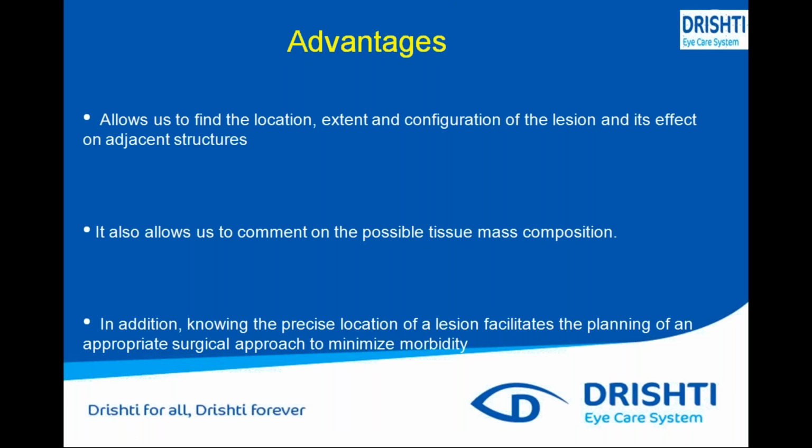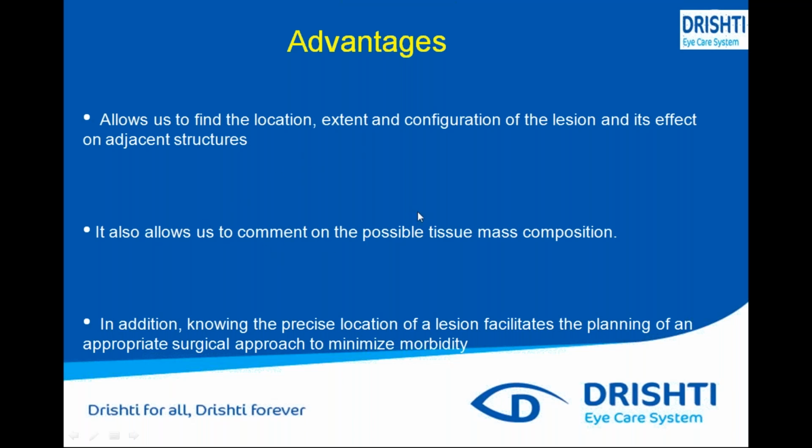So what is the advantage? Why should we do a CT scan of the orbit? It allows us to find the location, extent, and configuration of the lesion, and its effect on the adjacent structures. It shows whether the mass is located in a single place or the adjacent structures are also involved, and the exact location, size, configuration, and shape are all measured by the CT scan.